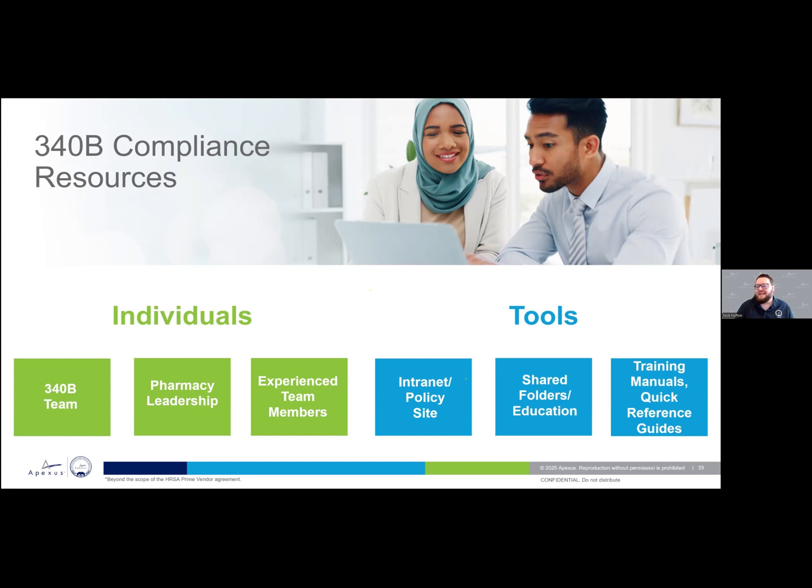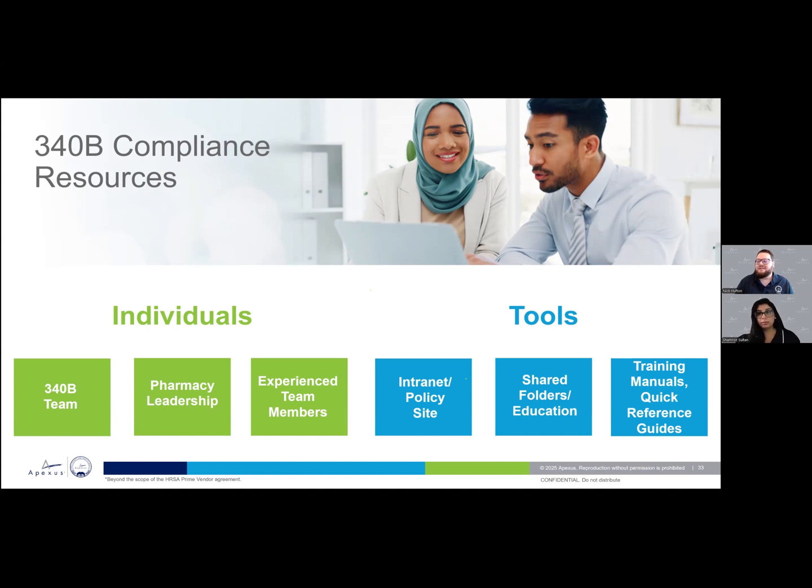If your entity has a 340B team, which might consist of program coordinators, managers, analysts, auditors, and even purchasing and supply chain individuals, that is a great place to start if you need help with 340B. If your institution is involved with 340B, somebody on that purchasing and supply chain team probably knows the right people involved because they have to work so closely together. So that's a great place to start if you ever need help with 340B.